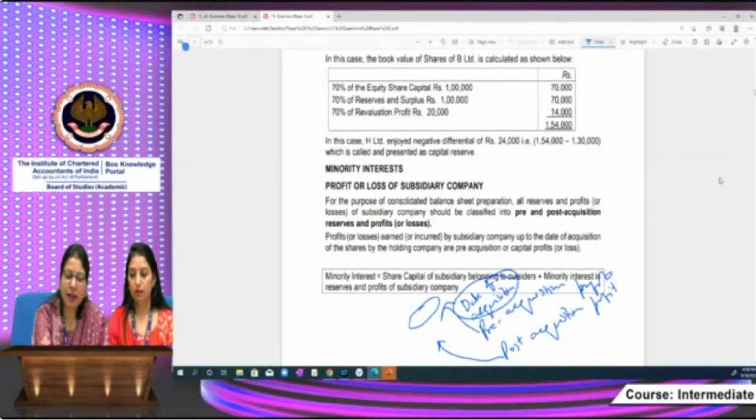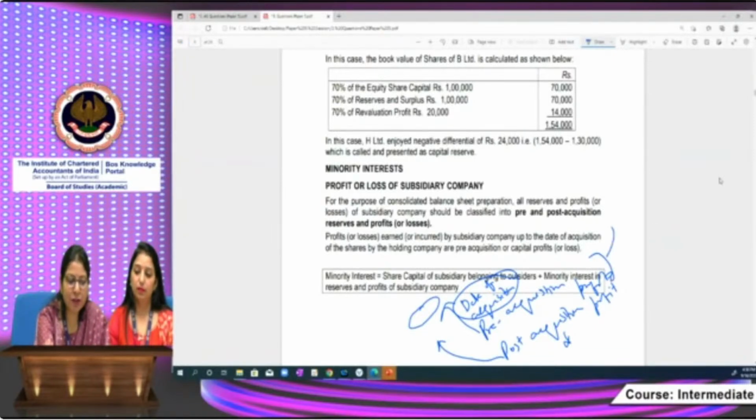So this is the concept of pre-acquisition profit and post-acquisition profit, where the date of acquisition is very important to be considered, and any profits or losses before the date of acquisition of the interest of holding company in the subsidiary will be considered as pre-acquisition, and the rest are considered as post-acquisition. So what is the difference in treatment?